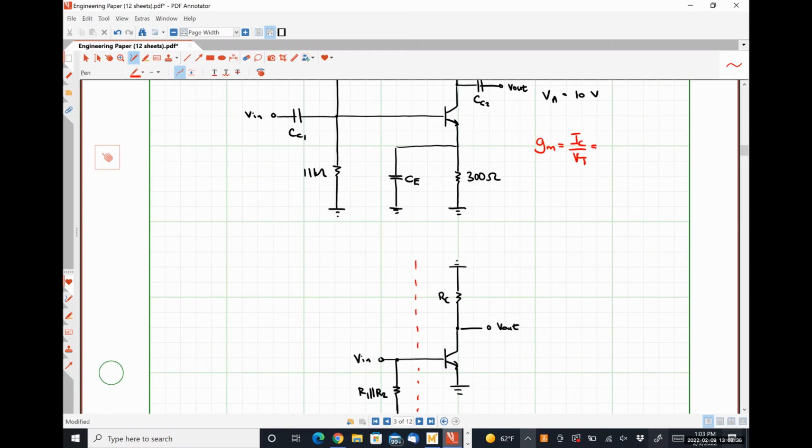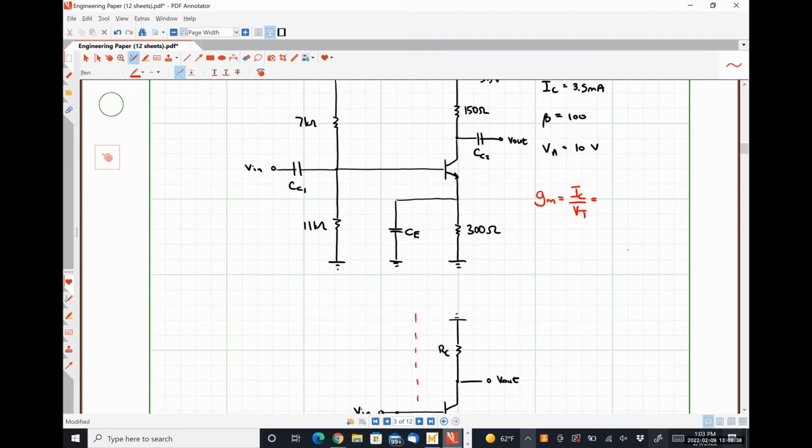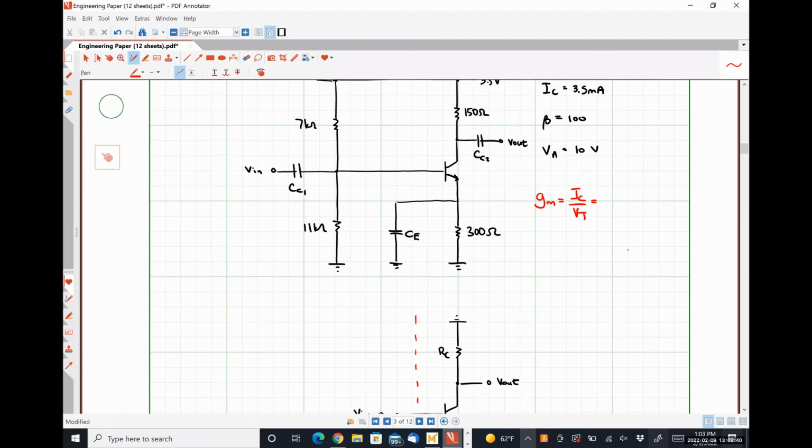So if we plug in our value of IC that was given to us, 3.5 milliamps, and our thermal voltage of 26 millivolts, we get a transconductance of 134.615 millisiemens. Okay. By all means, you got a moment to type that into your calculator and verify that I'm not blowing smoke up your butt. Do so.